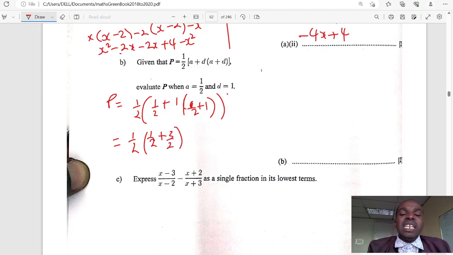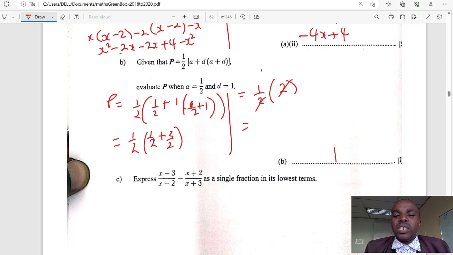Then you simplify inside the bracket first. Half plus 3 over 2, 3 over 2 is 1.5, plus half is 2. So you say 2 into 2 is 1, just like that.